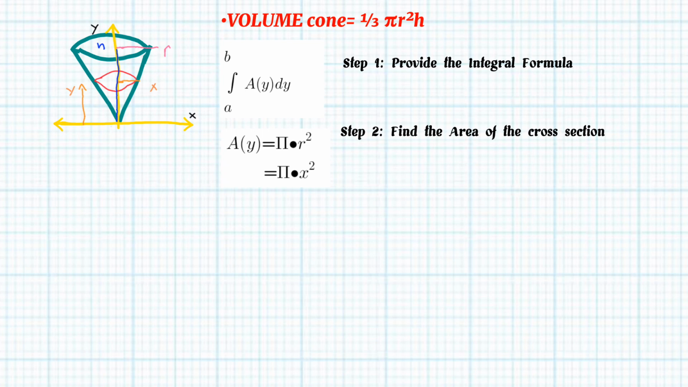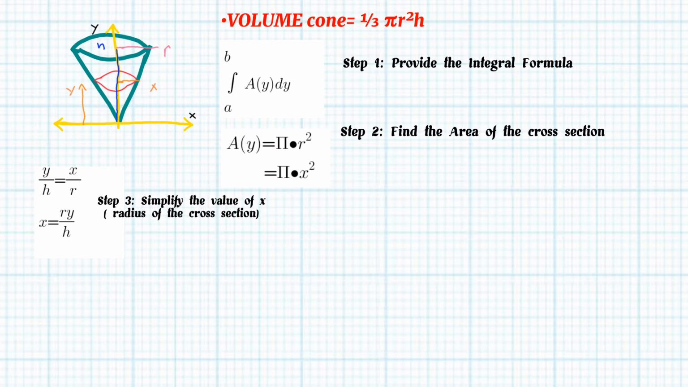So in order to rewrite the x, we are going to use the proportional ratio. So y, the height of our cross-section, over the height of the cone h is equal to x, the radius of the cross-section, over the radius of the cone r. So sunod na itong buhaton is simplify the x.